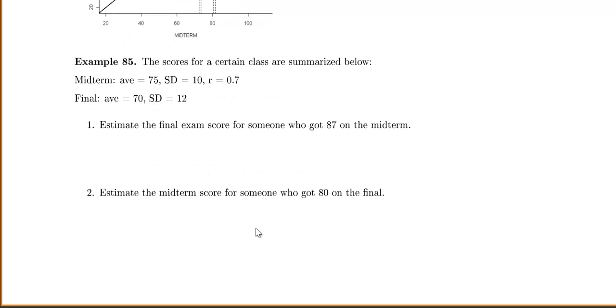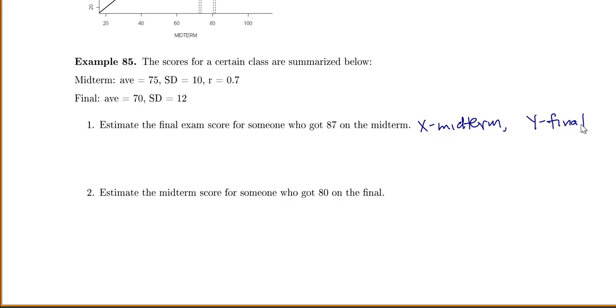So let's actually see how you could do your two different regression lines. So we have the scores for a certain class are summarized. So we have our midterm scores and final scores with our average, standard deviation, correlation. So number one, let's estimate the final exam score for someone who got an 87 on the midterm. So we want to estimate the final. So that means that y is the final, because we want to estimate the final. So x is the midterm, and y is the final.